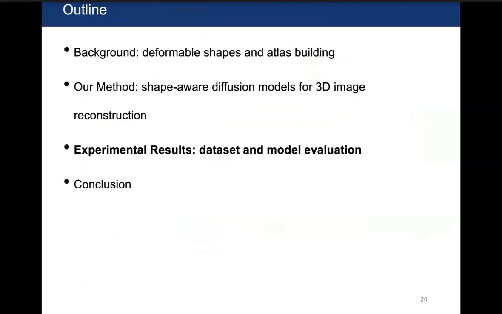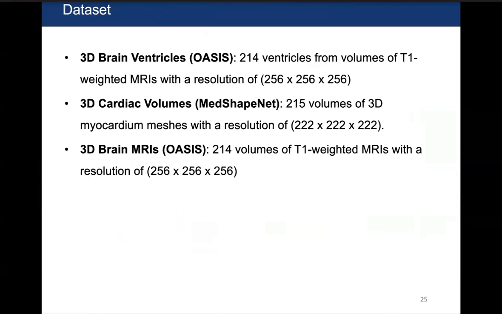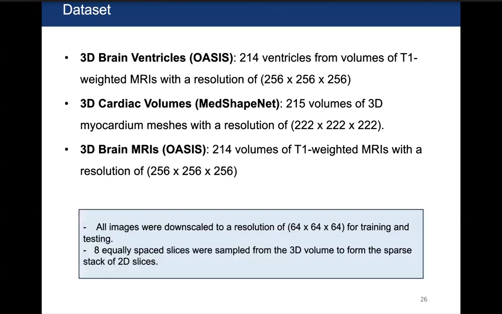Moving on to experiments. We evaluated the performance of our model on 3 different datasets: 3D brain ventricles obtained as binary label maps from the OASIS dataset, 3D myocardium volumes obtained by processing mesh data available on MedShapeNet as binary label maps, and 3D brain MRI volumes obtained from the OASIS data repository. All datasets were downscaled to a resolution of 64 cube to reduce the computation complexity. The sparse stack of 2D slices were obtained by sampling 8 slices at fixed indices from the 3D volumes.